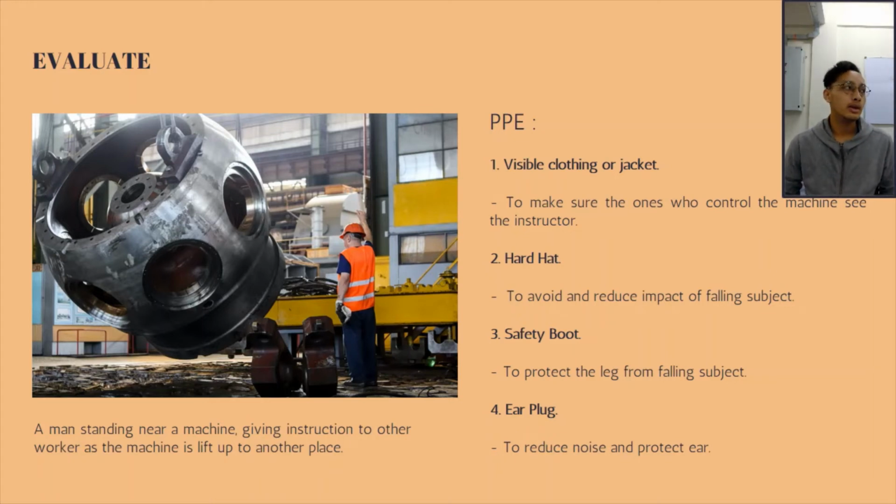So the first PPE is visible clothing or jacket. The use of this type of clothing or jacket is to make sure the ones who control the machines see the instructor. Here we can see the person in an orange jacket giving instructions to the controller. The next is Hardhat. Hardhat is used to avoid and reduce the impact of falling objects. The next is safety boots to protect the legs from falling objects. And the last one is earplug, which is used to reduce noise and protect the ear.